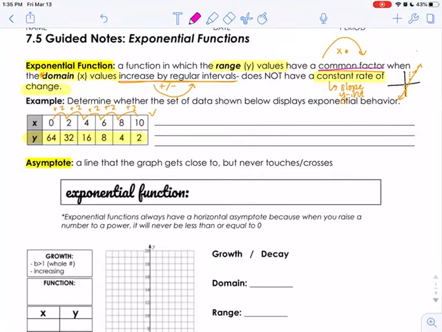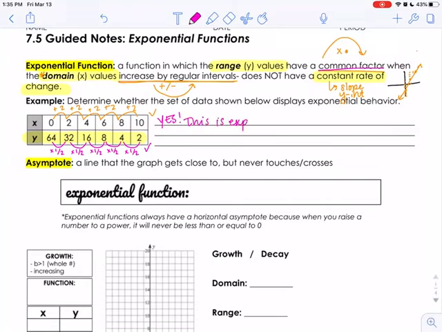Now, when we're talking about a common factor, we want to think of it in terms of multiplication. So instead of saying divide by 2, I can actually say that I'm multiplying by 1/2. I'm cutting this in half. And if you don't believe me that 64 times 1/2 is 32, go ahead and plug that in your calculator and see what you get. Then 32 times 1/2 is 16, and 16 times 1/2 is 8, and 8 times 1/2 is 4, and 4 times 1/2 is 2. So we do have a common factor. We're multiplying by the same number over and over again. So the answer to this question would be yes.